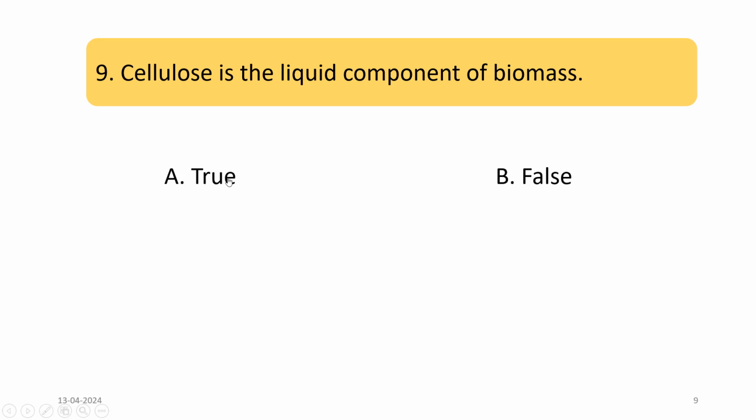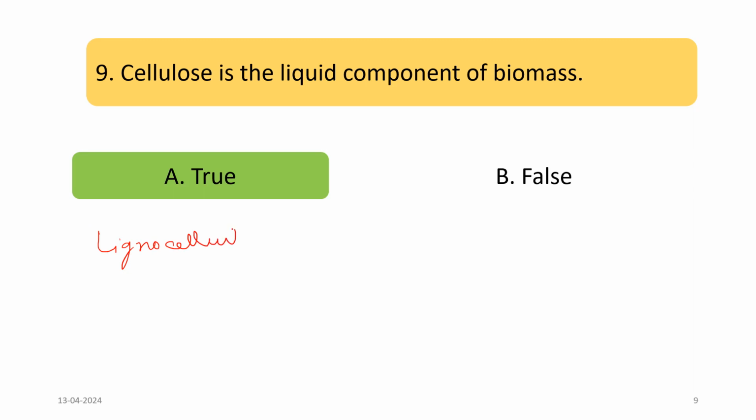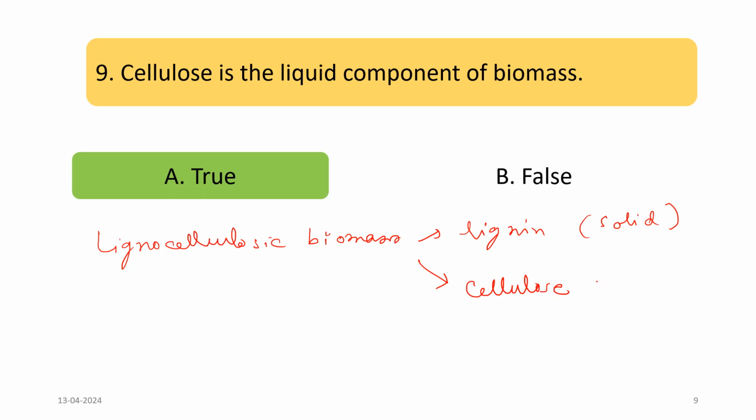The answer is true. Okay. So, in the lignocellulosic biomass, lignin is the solid part and cellulose is the liquid part. Okay.